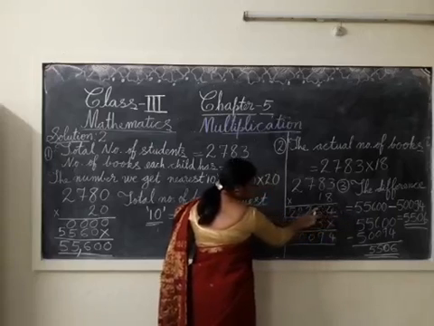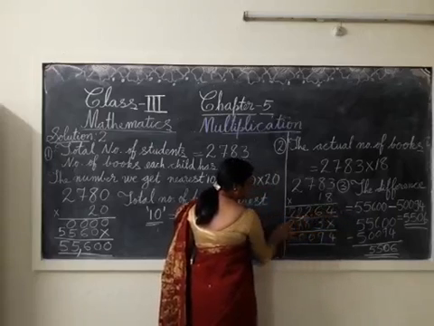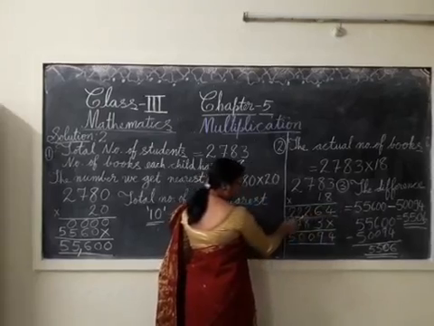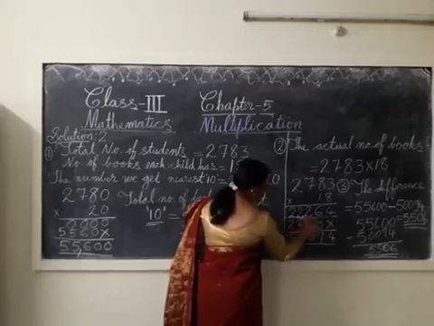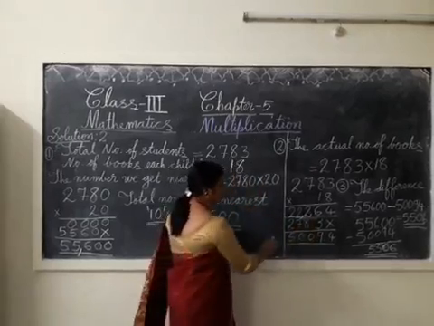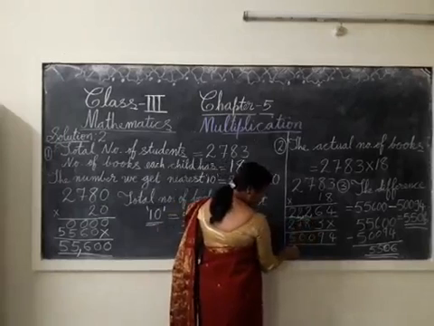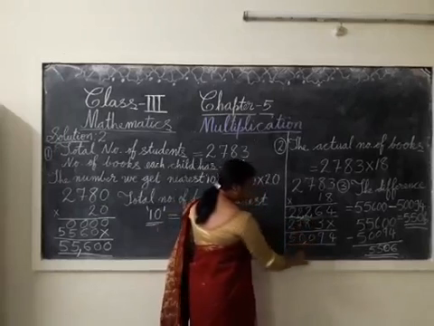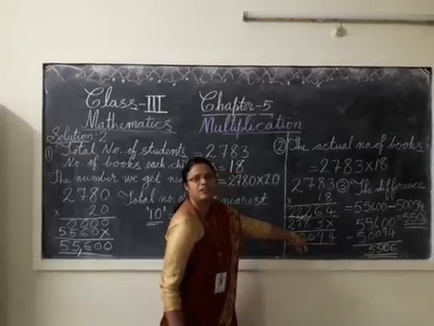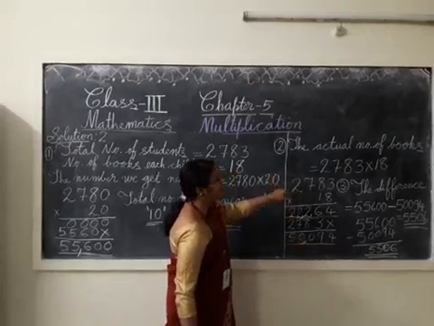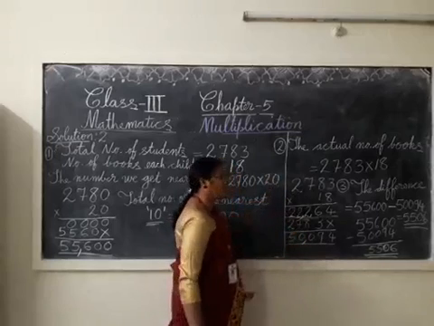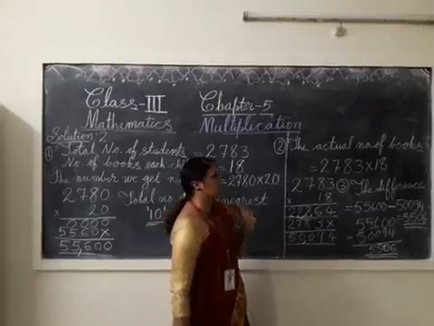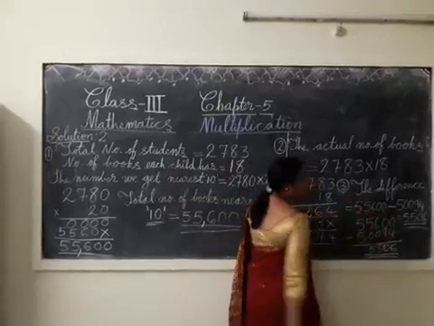When you multiply the first number you get 22,464, and the second number remains the same since we are multiplying by 1. Here you have the answer, 50,094. The actual number of books is equal to 50,094. Now the third process we have to do is the difference.